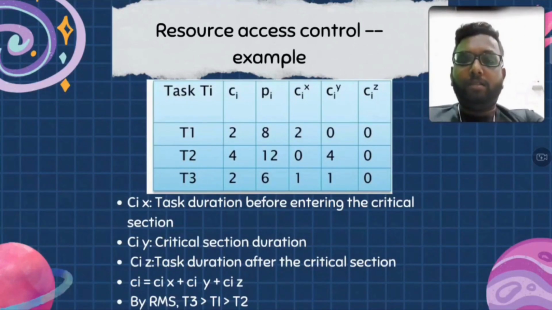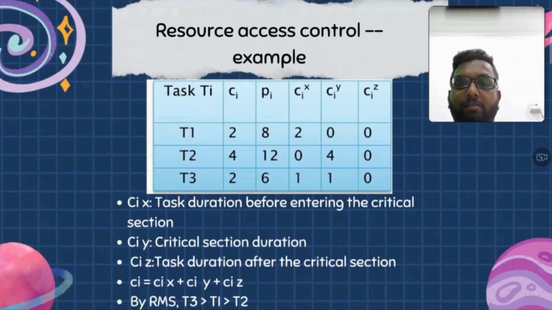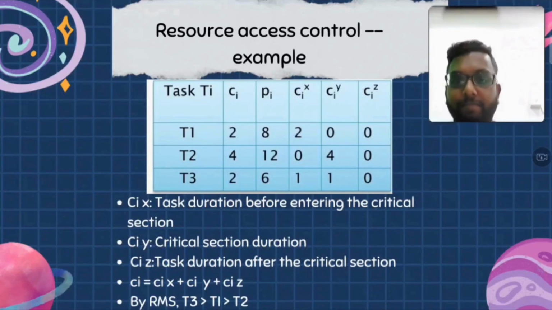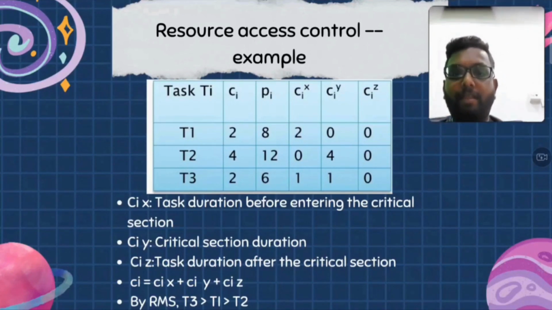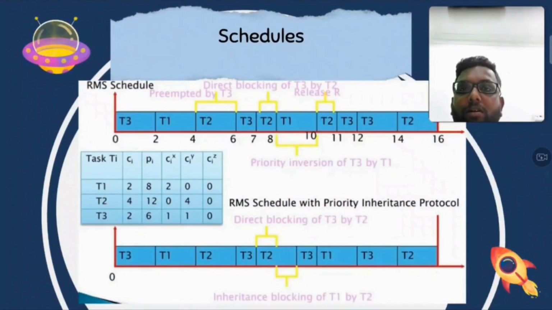CI power of X is the task duration before entering the critical section. CI power of Y is the critical section duration. And CI power of Z equals the task duration after the critical section. So CI equals CI power of X plus CI power of Y plus CI power of Z. In RMS terms, it will be first task 3, followed by task 1, and followed by task 2. So this is the RMS schedule.